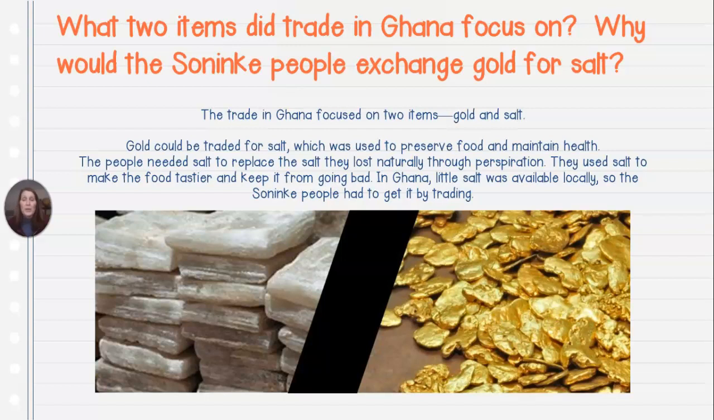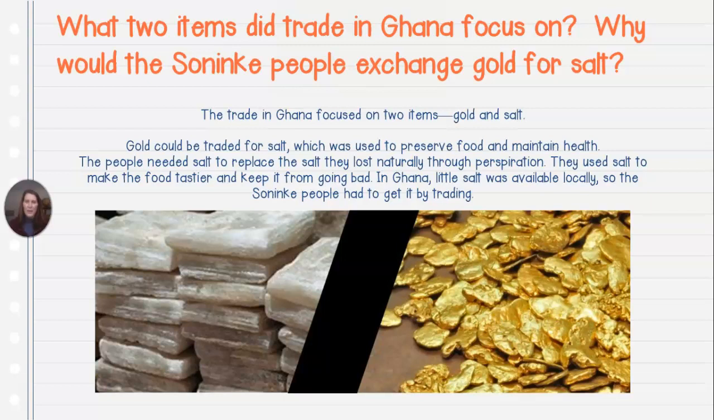Gold could be traded for salt, which was used to preserve food and maintain health. The people needed salt to replace the salt that they lost naturally through perspiration, through sweating. They used salt to make the food tastier and keep it from going bad. In Ghana, little salt was available locally, so the Soninke people had to get it by trading.